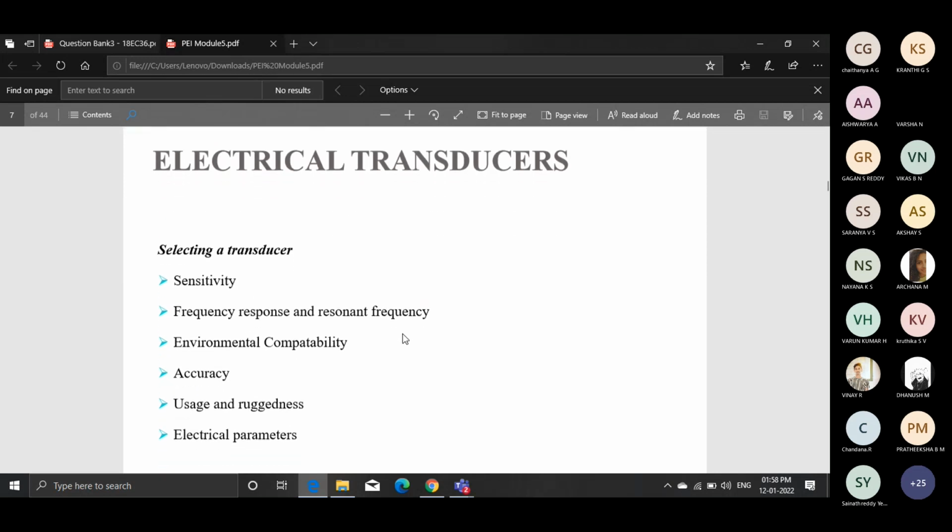Now moving ahead, selecting a transducer. How can we select the transducer? We have some different types of data, and we have to select them.